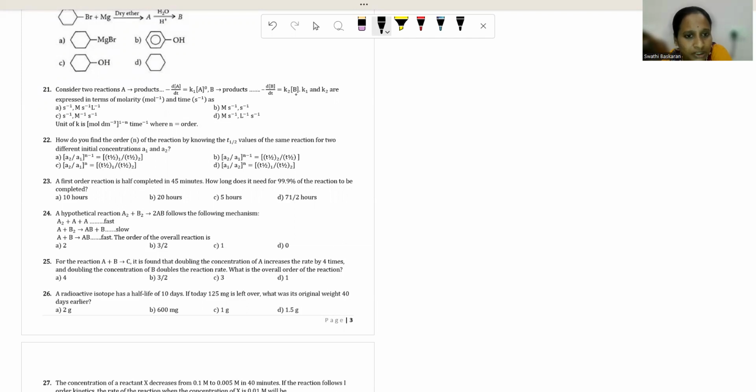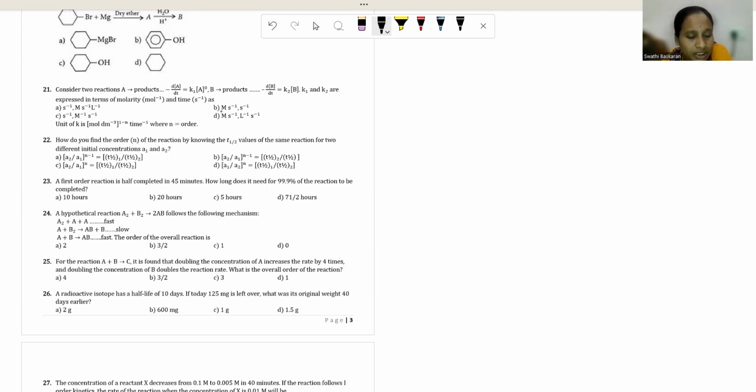And what they are asking is that K1 and K2 are expressed in terms of molarity, that is mole inverse, and time, second inverse. So now we need to find out what will be the units of K1 and K2. For a zero order reaction, we have learned that the units of the rate constant K1 will be the same as the units of rate. So option B would be correct.